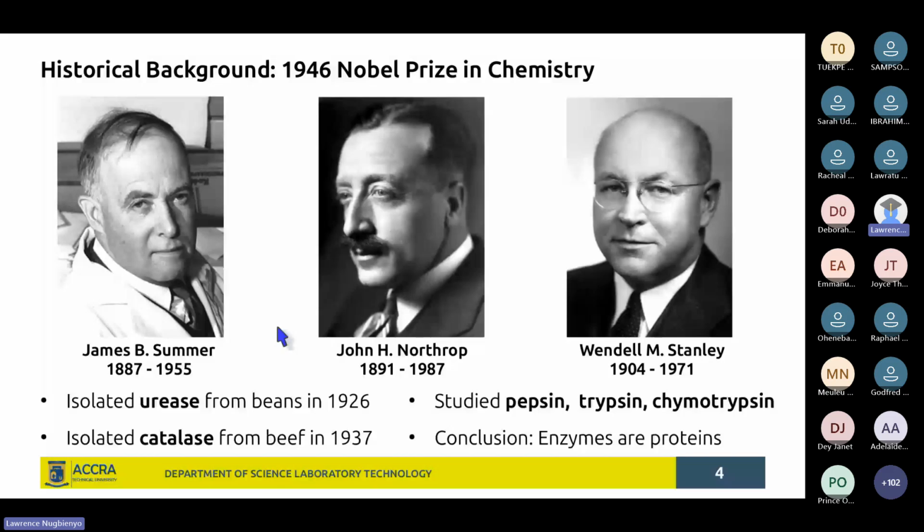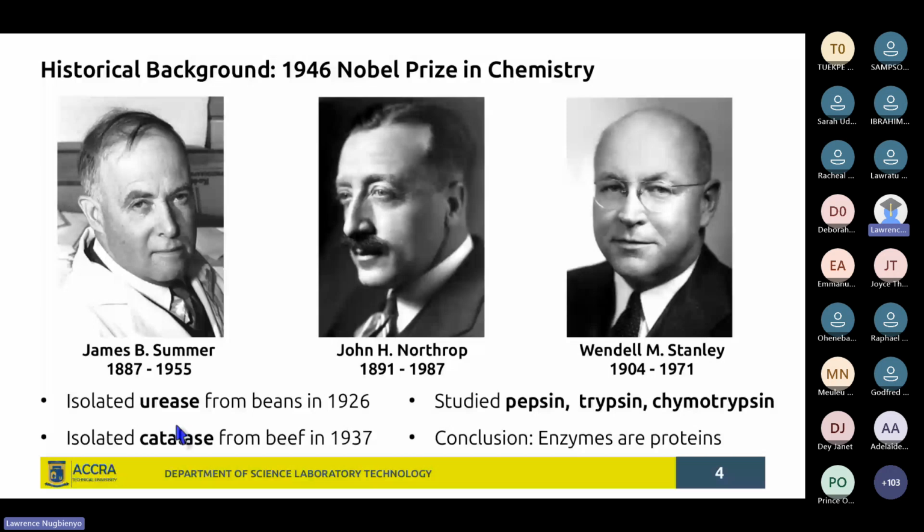But the work of James Sumner resulted in the isolation of the enzyme urease from jack beans in 1926, and then later he was also able to extract the enzyme catalase from beef in 1937. So once James Sumner was able to isolate or crystallize these enzymes, it became much easier to study enzymes, the structure of the enzymes, and even the mechanisms of these enzymes.